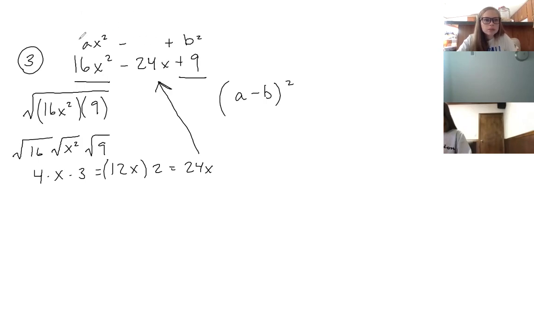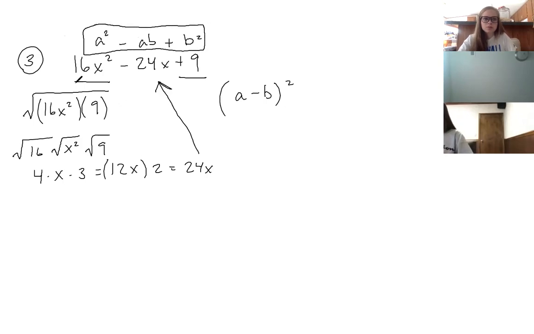I'm getting my things mixed up too. I'm thinking of a different thing. Sorry. A squared minus ab plus b squared. There we go. So this is in the form.